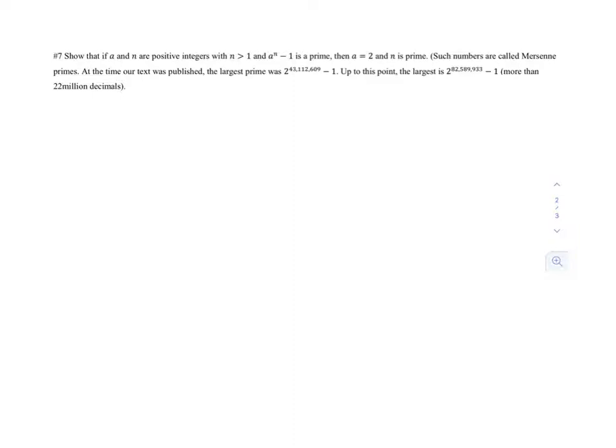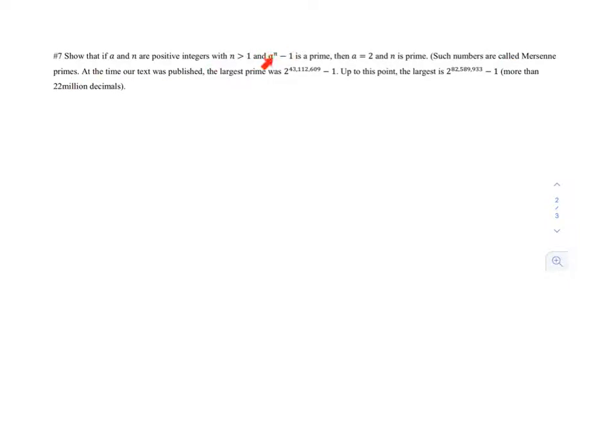In this problem, we want to show that if a and n are positive integers, where n is greater than 1, and a to the n minus 1 is a prime, then a has to be 2 and n has to be prime. Whenever an integer of this form is a prime, we call that number a Mersenne prime.